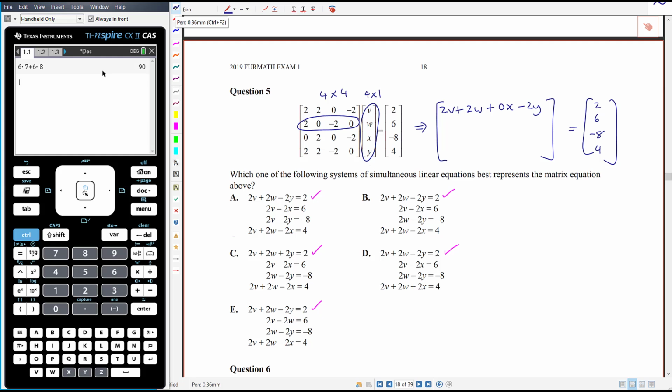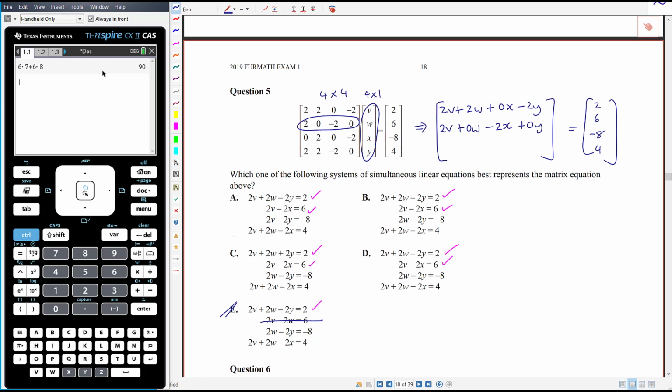Okay, so the second row times the only column is going to be 2 times V plus 0 times w minus 2 times x plus 0 times y, and that has to equal 6. So it'll be 2v minus 2x. So 2v minus 2x, 2v minus 2x. So this one was wrong, so it's not going to be E. Otherwise, the second equation is correct for all of them.